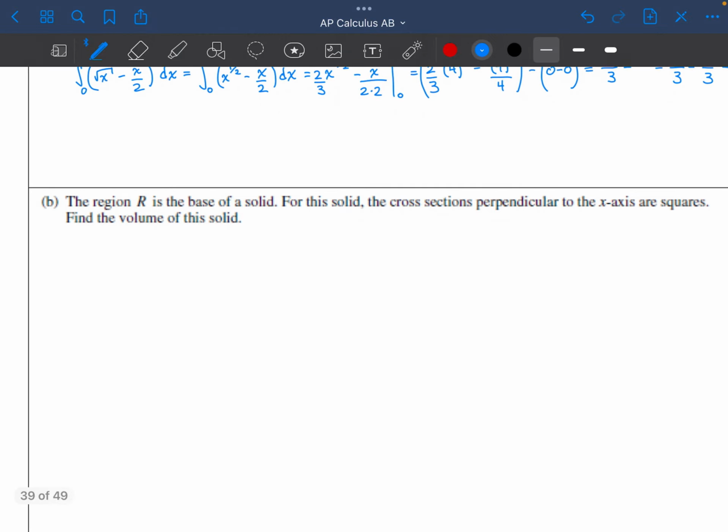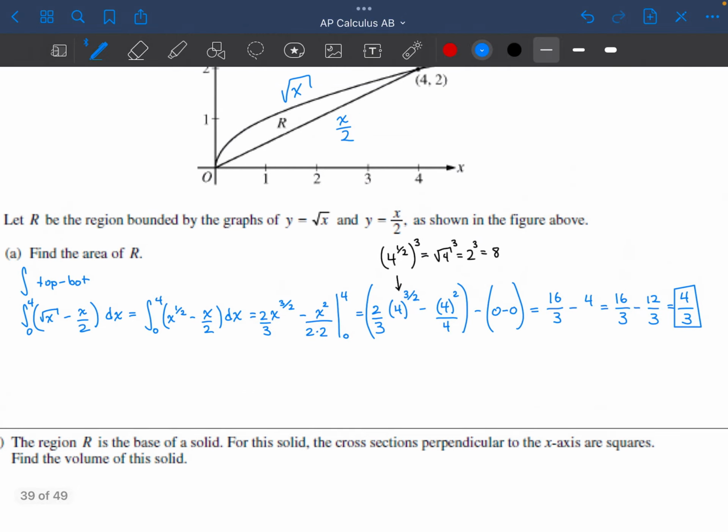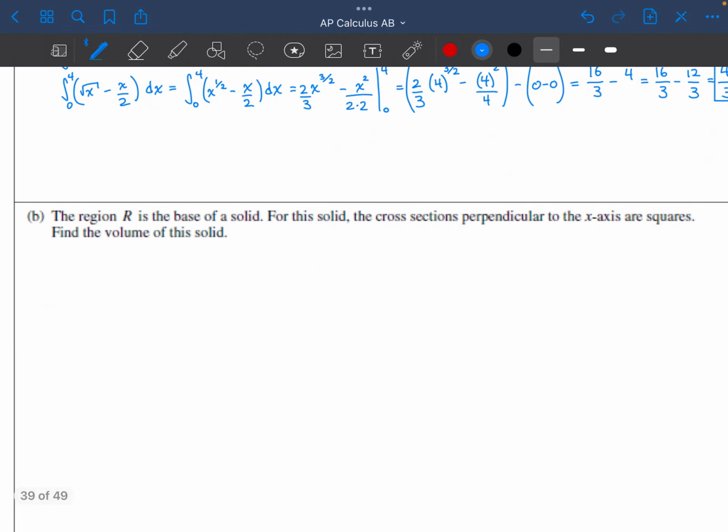Let's move on to part B. All right, so saying that region R, that's the area, is the base of a solid. So we're going to have some sort of cross-section. And indeed, we have cross-sections. That just means we're having like squares or something, or semicircles, perpendicular to the x-axis.